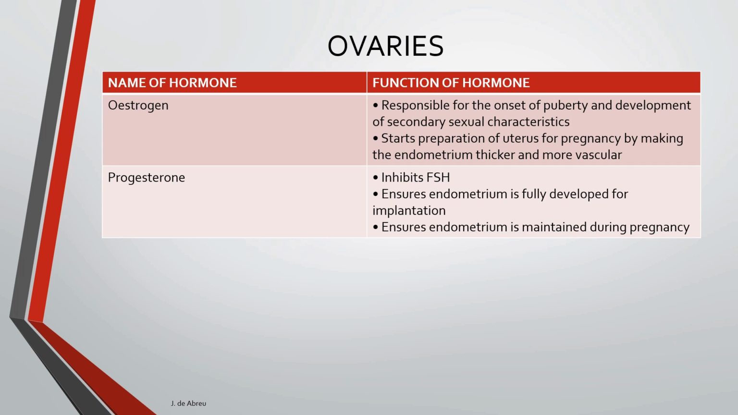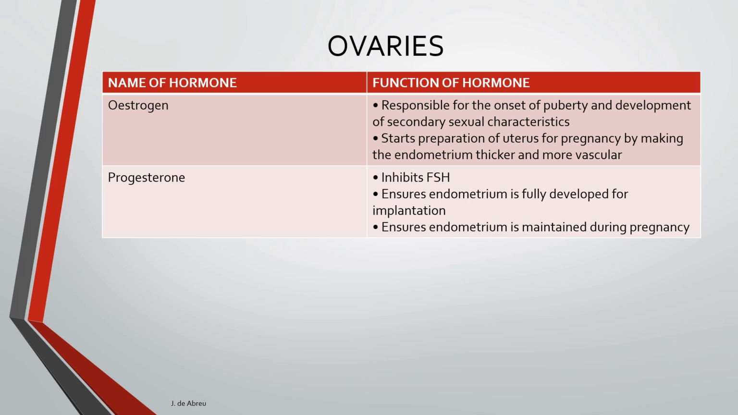Now we have a look at the ovaries. We also discussed these two hormones in the video on human reproduction, but let's just revise. So we have estrogen and progesterone that are both secreted by the ovaries. Estrogen is responsible for the onset of puberty and the development of secondary sexual characteristics, and it also starts the preparation of the uterus for pregnancy by making the endometrium, which is the lining of the uterus, thicker, more vascular, and more glandular. Then progesterone inhibits FSH, which is follicle stimulating hormone, and we had a look at that in one of the previous slides by the pituitary gland.